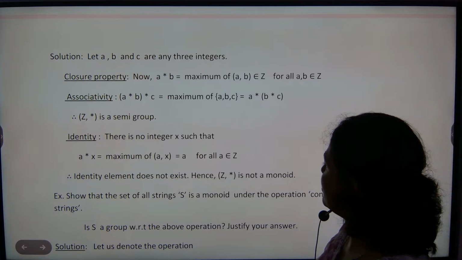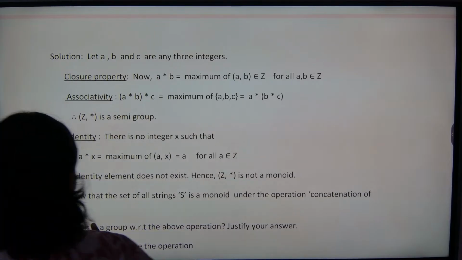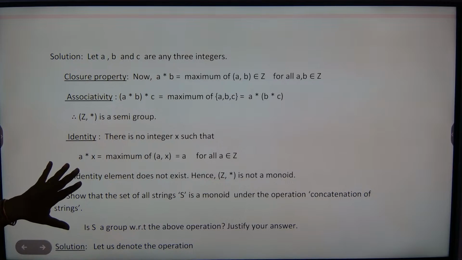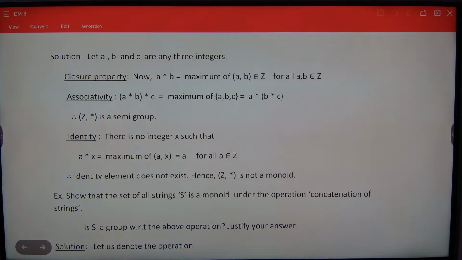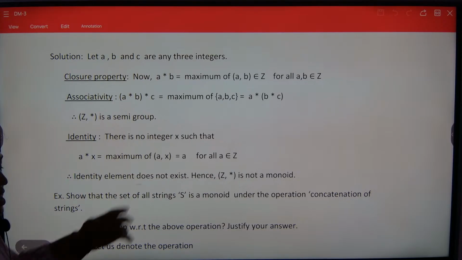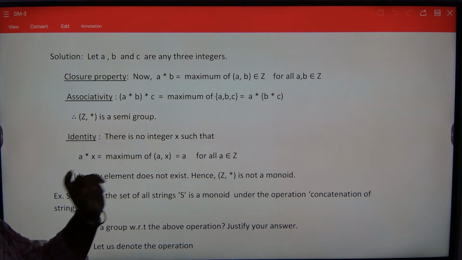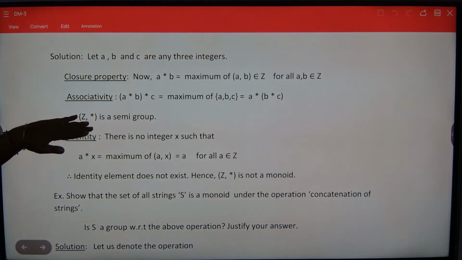Now again, there exists no integer x such that a star x equals a. What is identity? By definition, a star x must be a. But we don't get that every time, because the maximum is not always a. Yes or no? It will be x. Yes. So the identity element does not exist. That's why Z star is not a monoid. It is only up to a semigroup. Okay?